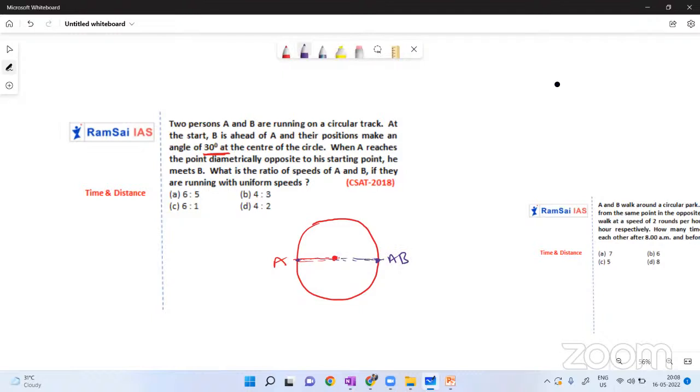So I'll do one thing. This is 30, this is 60, this is 90. Yes or no? Are you getting it? Wait, let me draw it again. So this is 90. Diametrically opposite means 180 degrees. So I'll just divide it into two parts, 30, 60, 90. So this is 30 degrees, this is 60 degrees, this is 90 degrees. This is 120, 150, 180. This is our imagination.